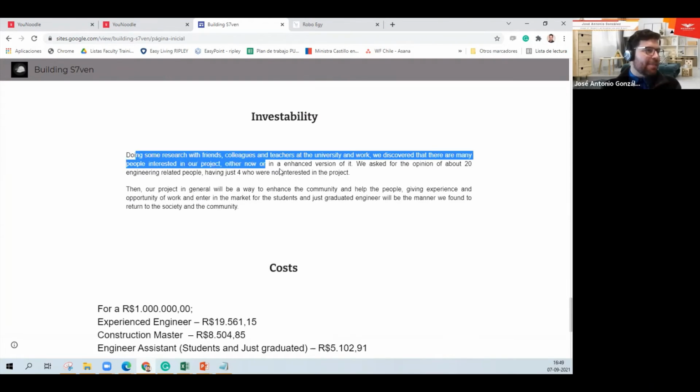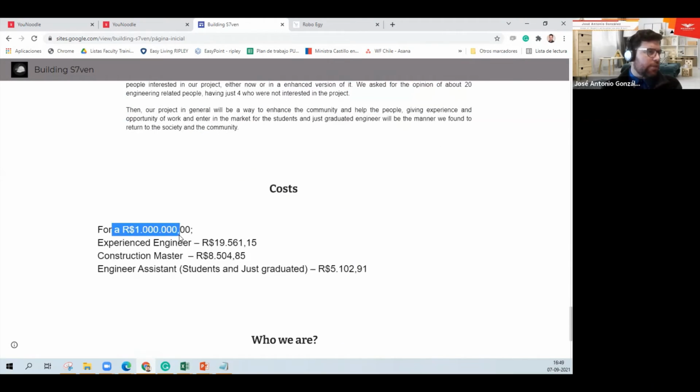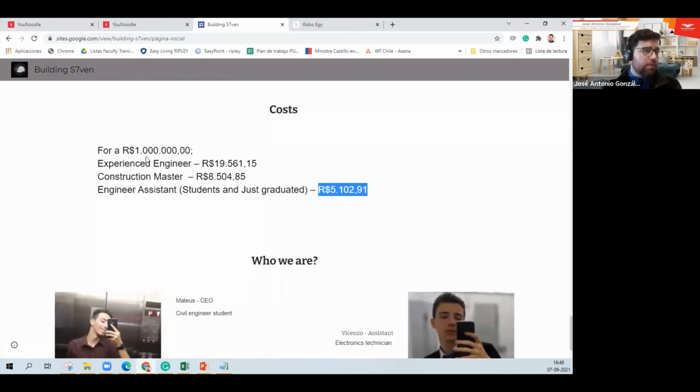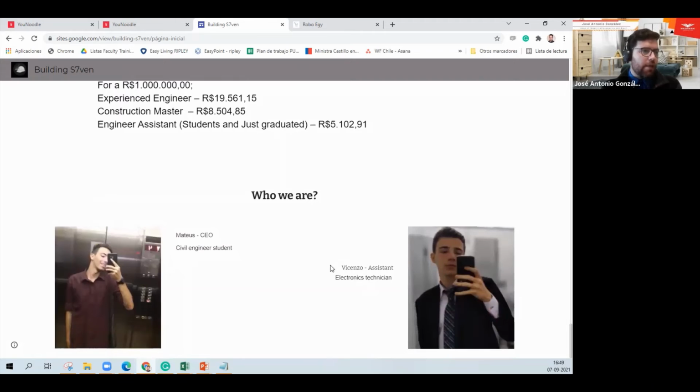So very good. Investability, okay. We discovered many people interested in the project, okay. 20 engineers related people, 4 were not interested in the project. Oh, good. Costs, great. For 1 million reais, Brazilian reais, experienced engineer, cost this, construction master, cost this, engineer assistant, student that just graduated, this. I believe this would be the salaries, maybe not costs. Who are we? Mateus and Vincenzo.